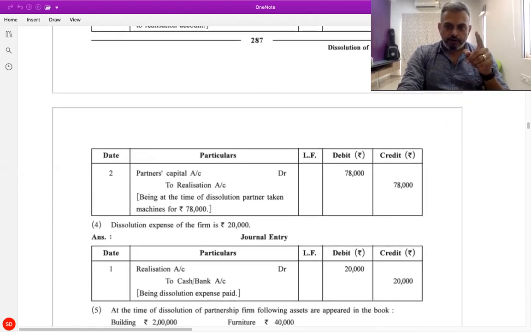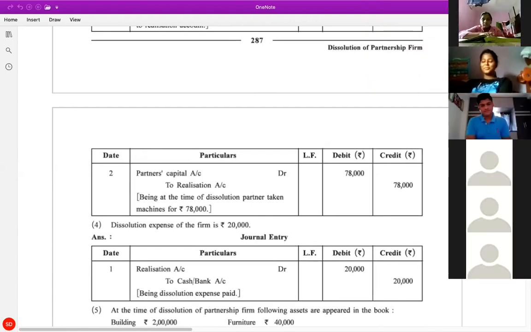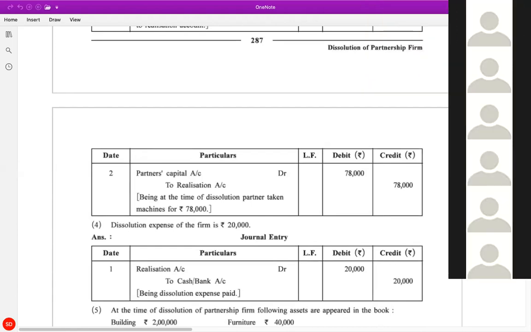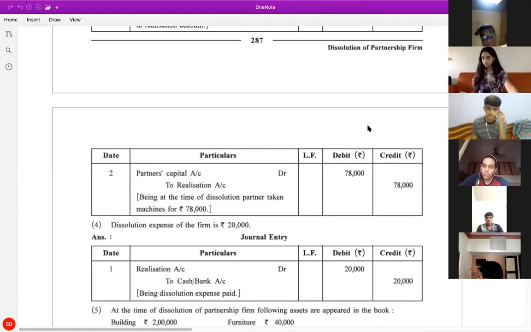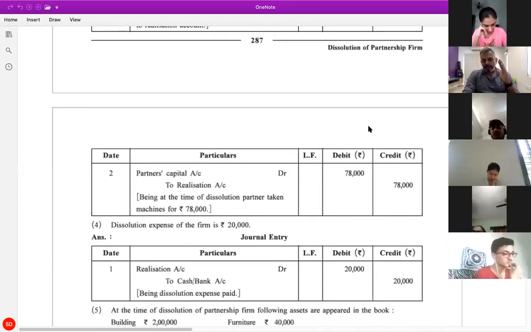Now, very important, all of you, please pay attention. You will not miss out the narration. If such a question comes, you can see how it is attempted in the illustration. So you have to follow the same format. Don't create any new format of your own. If you miss the heading, don't make the LF column, don't write the narration, then marks will be deducted.